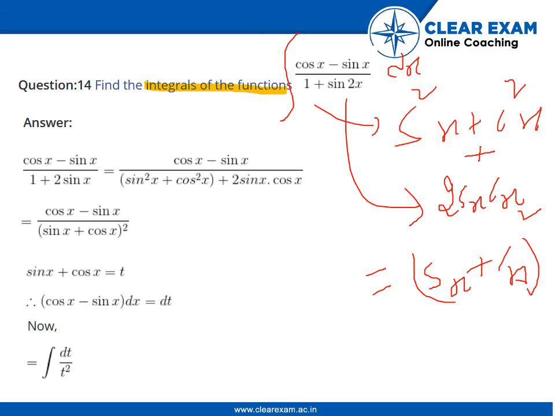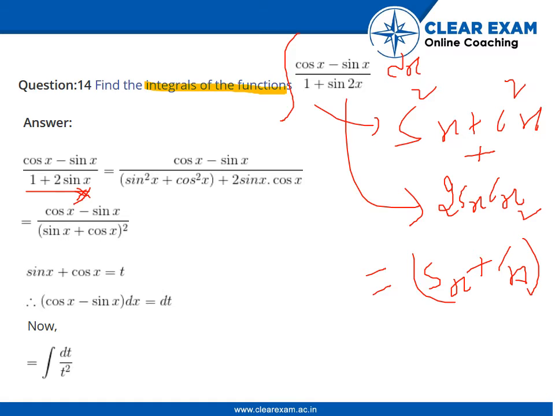Now we can see that the denominator or the numerator, any one part of them, is the direct differential of the other. In this case, the numerator is the direct differential of the denominator. So now let us see. 1 plus 2 sin, this is a mistake, this must be sin 2x, correct it over here.